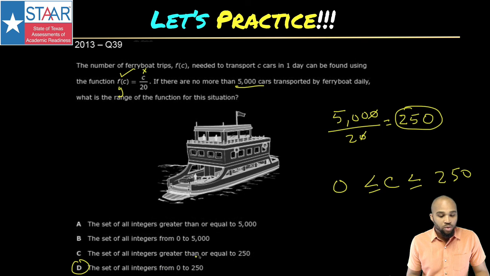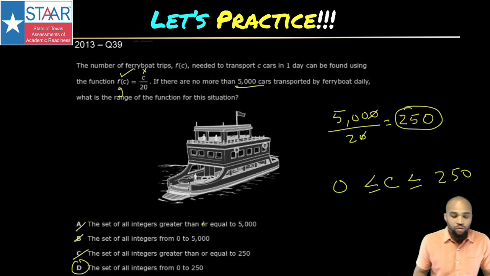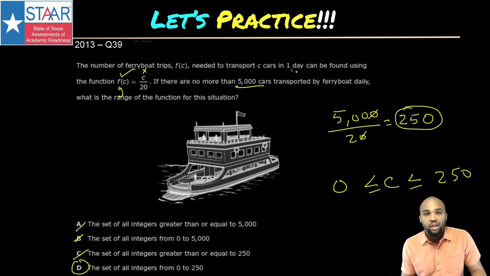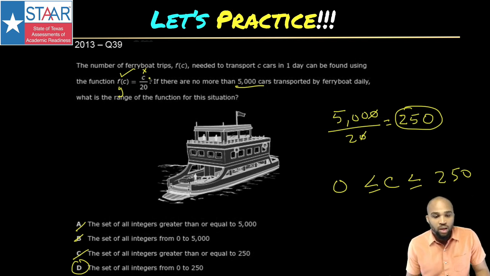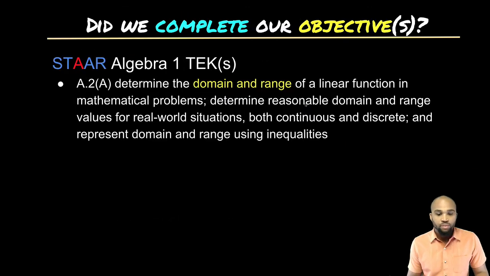The set of all integers greater than or equal to 250? We don't want numbers greater than 250. No. All integers from 0 to 5? No, definitely not. And the set of all integers greater than or equal to 5,000? No. So we want to pick D in that case. All we have to do was plug in this 5,000 to figure out what the max is, and plug in 0 to figure out the minimum. So from 0 to 250.